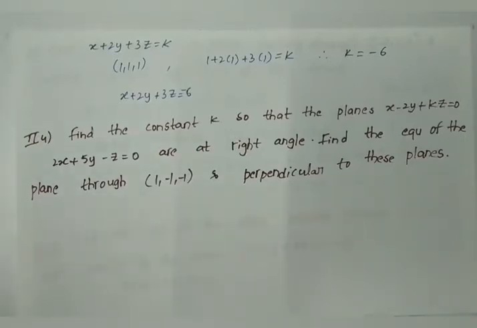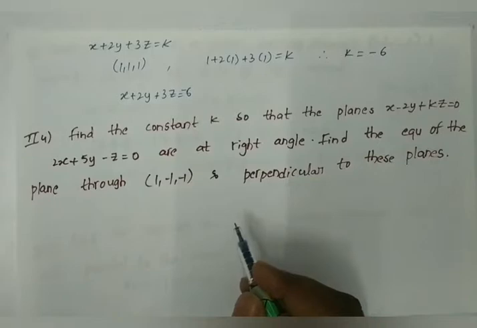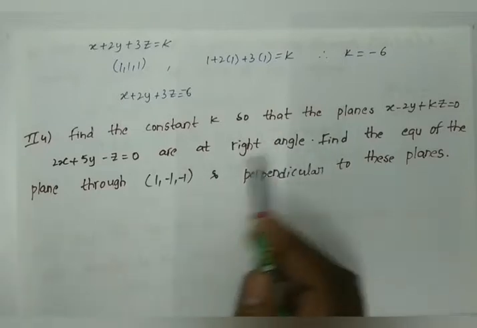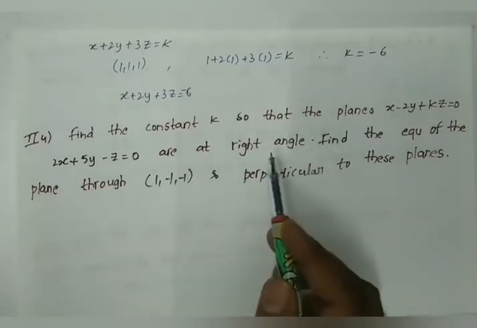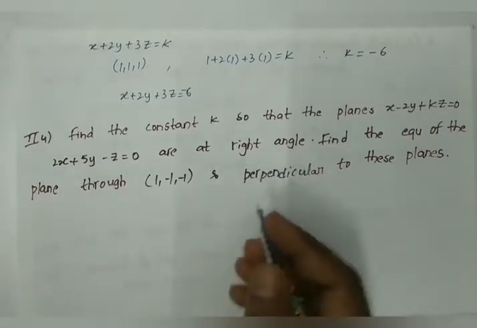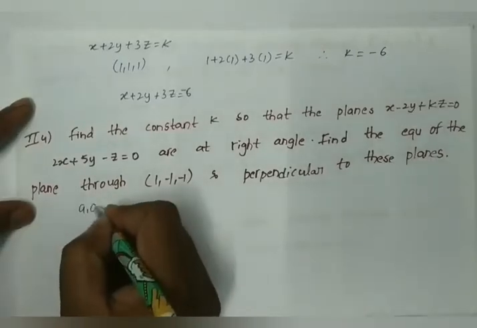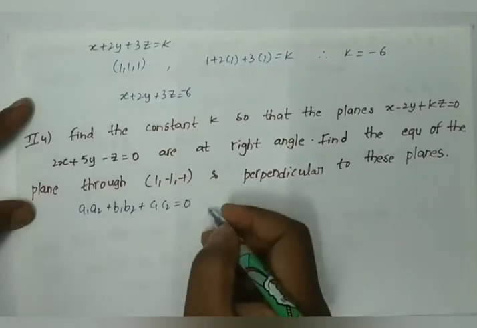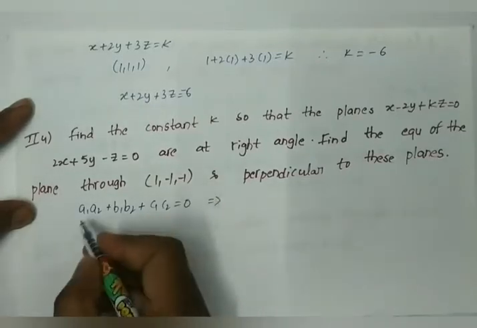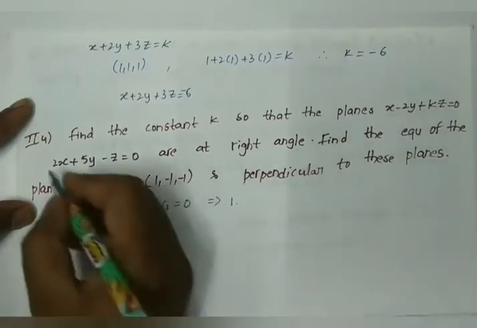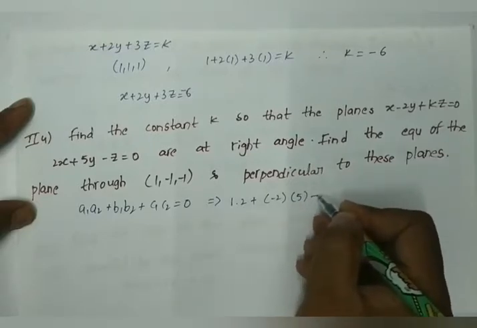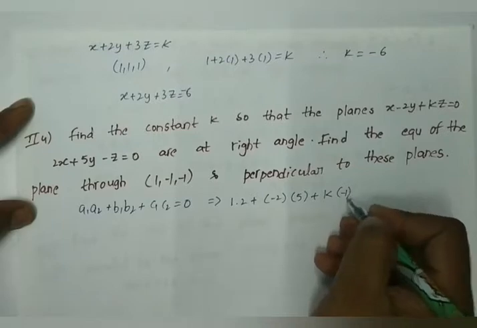So here, as we are given, these planes are perpendicular. Already we know the perpendicular condition for two planes, which is given by A1A2 plus B1B2 plus C1C2 is equal to 0. Which implies A1 is 1, A2 is 2, plus B1 is minus 2, B2 is 5, plus C1 is k, C2 is minus 1, is equal to 0.